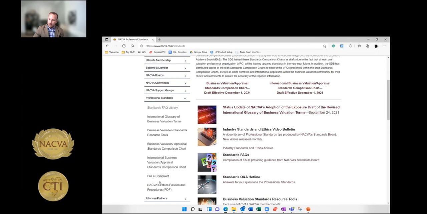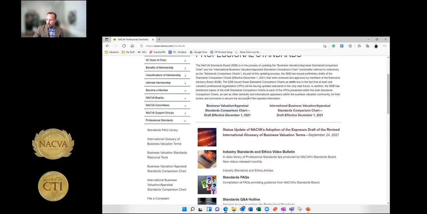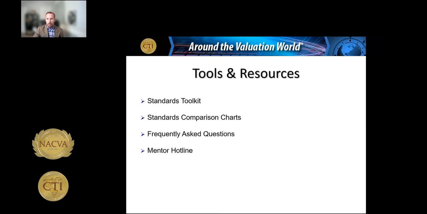And then on the left side pane, you'll be able to see the standards FAQ library, the international glossary of business valuation terms, pretty well anything that you need. There's also a business valuation tool packet. Make sure that you're very familiar with where to find that information. That's what we're going to be talking about today.